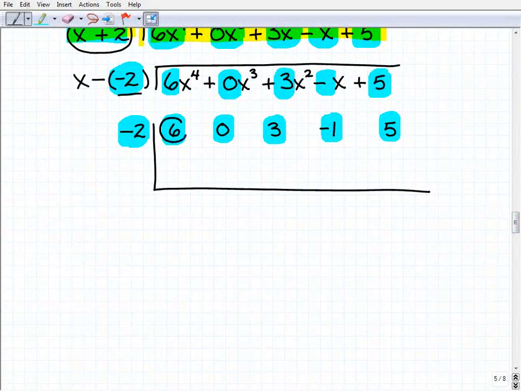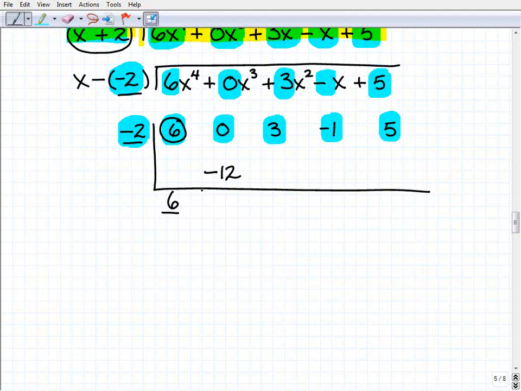The first thing we're going to do is take that first number and drop it down, just like so. Now, it's going to be negative 2 times 6, which is negative 12. Remember, I write the answer in the next column over. Then I add: 0 plus negative 12 is negative 12.